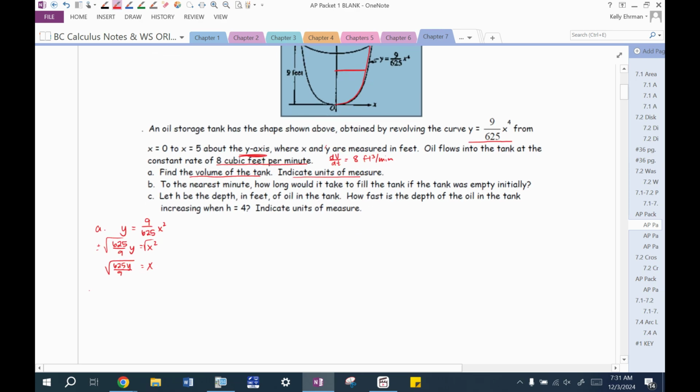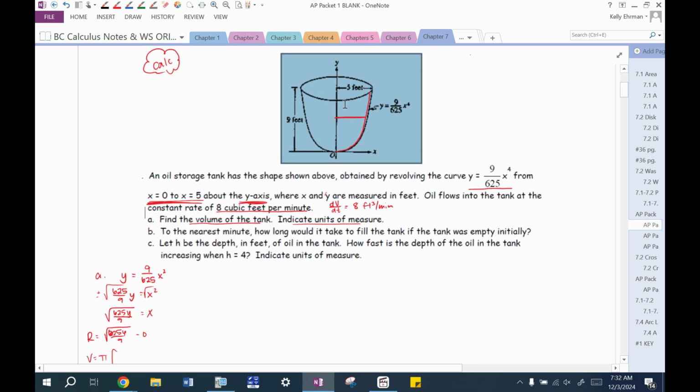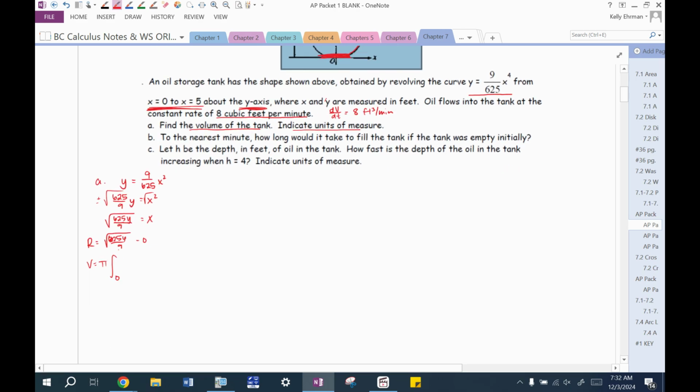So find the volume. So r is equal to the square root of 625y over 9 minus 0. So the volume is pi times the integral from, we don't want the x values 0 to 5, we want to know what the y values are. Now, you don't have to do any math here. What's the bottom? 0. What's the top? It shows you here, 9 feet. So from 0 to 9 of r squared. So when you square the square root, you're going to get rid of the square root, dy.